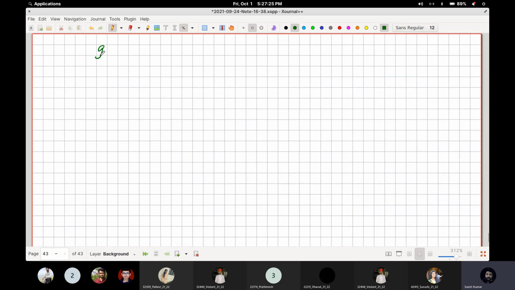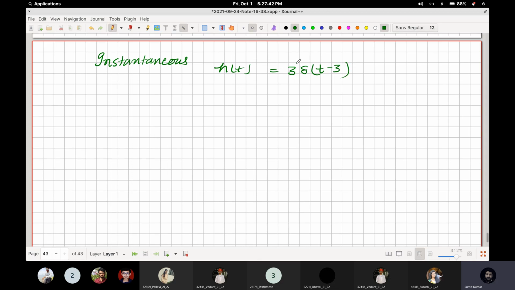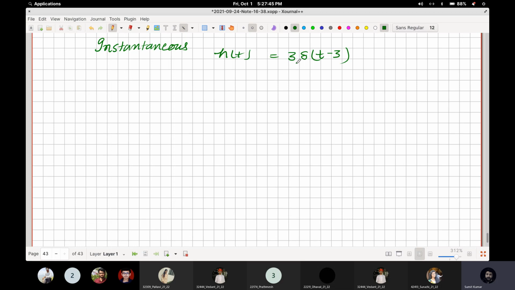Next, tell me whether it is instantaneous or not. No. Here h of t is given as 3 delta of t minus 3, right? Now for an instantaneous system, what is the condition? That h of t should be equal to k times delta of t. Instead of delta of t, here we have delta of t minus 3. It means it is not instantaneous, but a dynamic system.